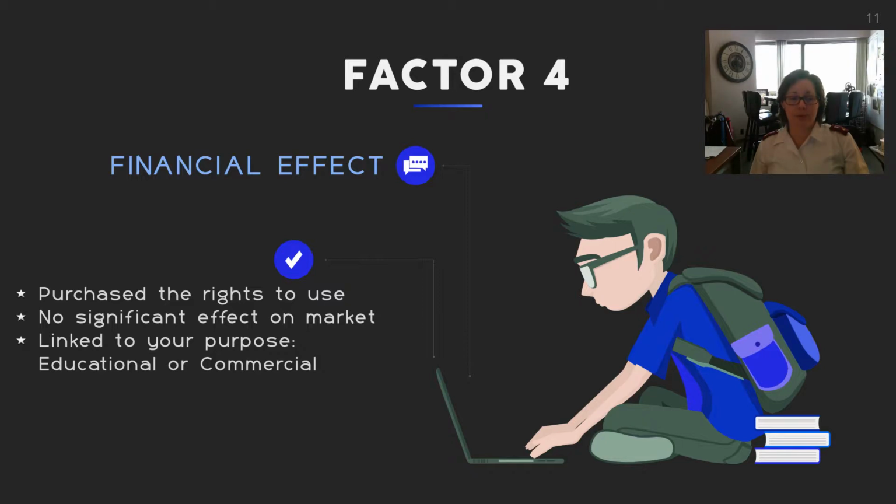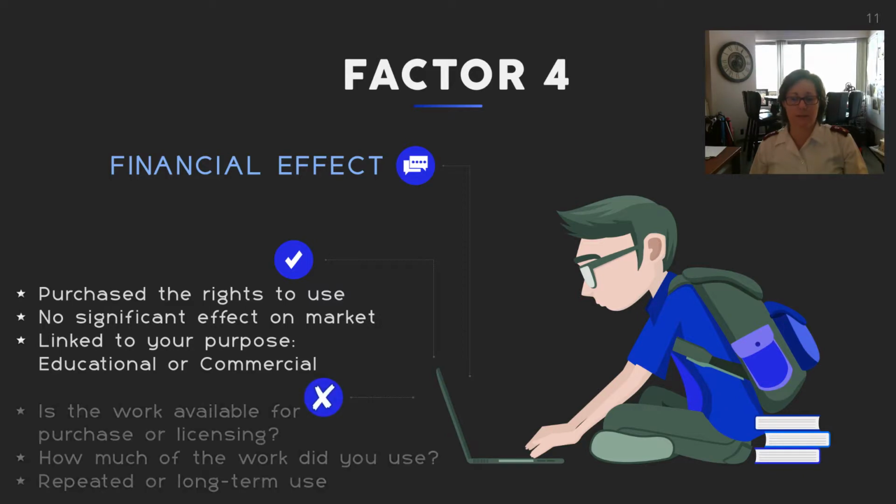Things that favor fair use. Have we purchased the right to utilize the particular resource? Is there significant effects on the market of this particular item? And is it linked to educational purposes as opposed to commercial purposes?